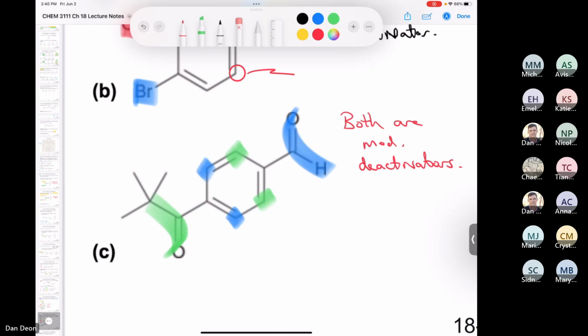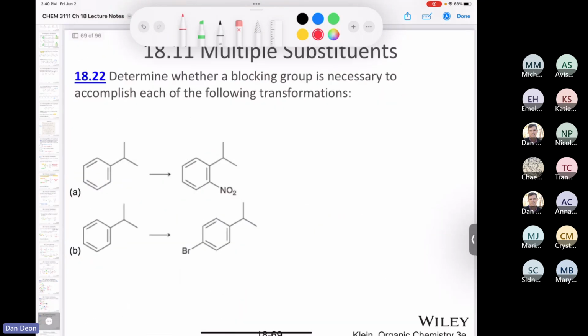Maybe I'll do it at the green position or the blue position? Since they both have the same strength. At the green, right? Because of sterics. Exactly. We'll circle it and we'll say here because of sterics. Boom, done, just like that. All righty, cooking with gas now.